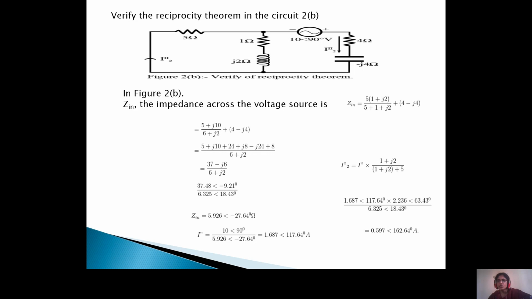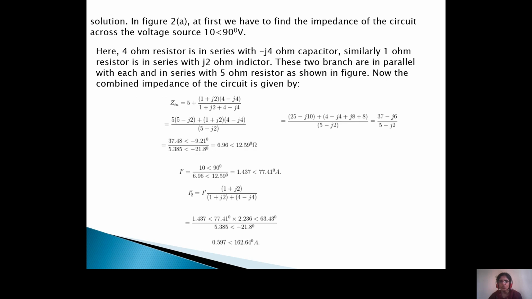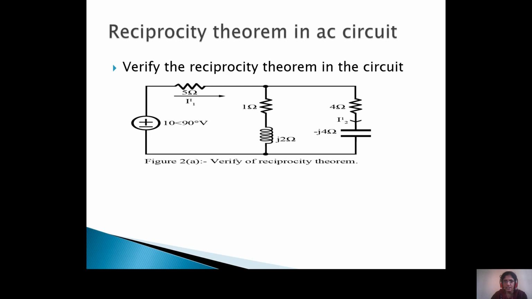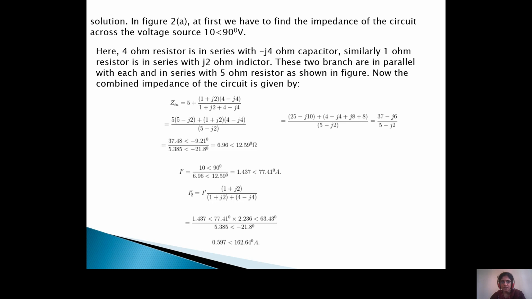What we do is total current into opposite resistance. That means, for the reciprocity, when the voltage is here, we have to find I2 dash. When you find that current, according to the current division rule, it is total current into opposite impedance, that is 1 plus j2 by total impedance, 1 plus j2 plus 4 minus j4. So I dash times 1 plus j2 by 1 plus j2 plus 4 minus j4. So what is the I dash?